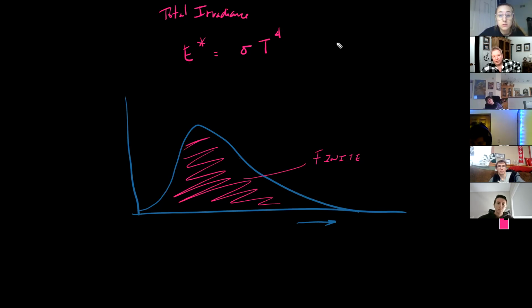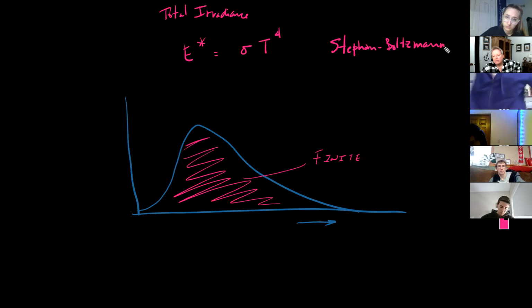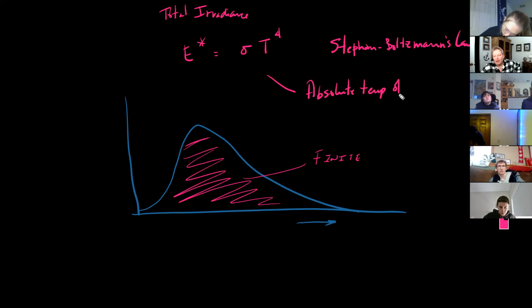In other words, this is called Stefan-Boltzmann's law, which says that E star is equal to sigma T to the 4th. T is the absolute temperature of a black body. And that's what Stefan-Boltzmann's law is.